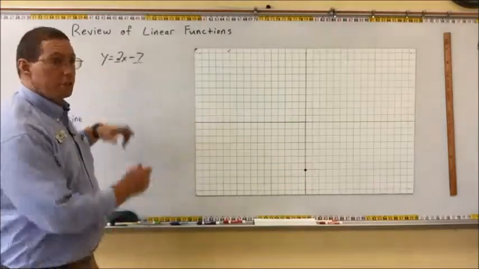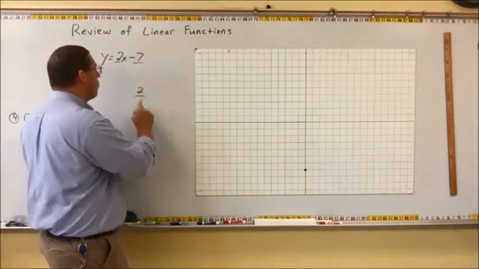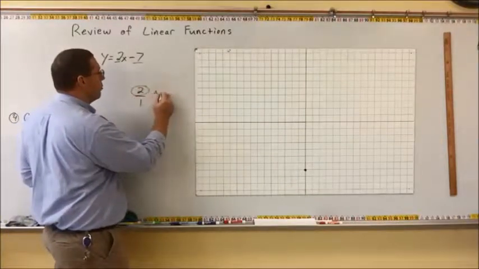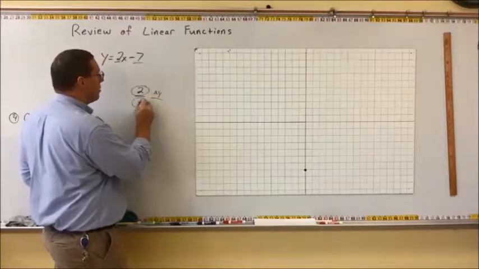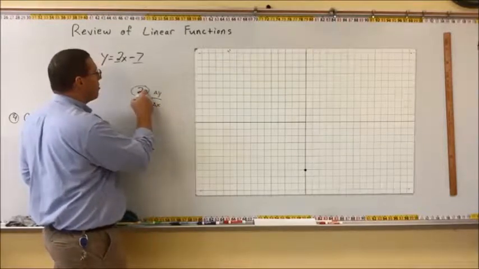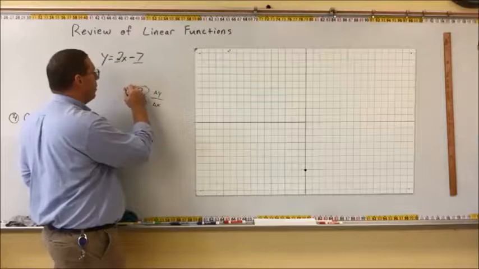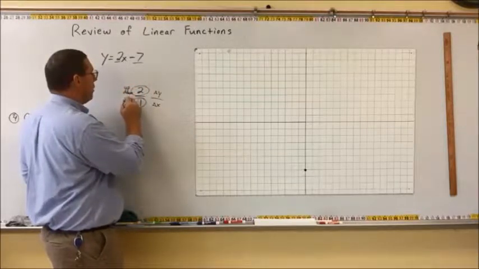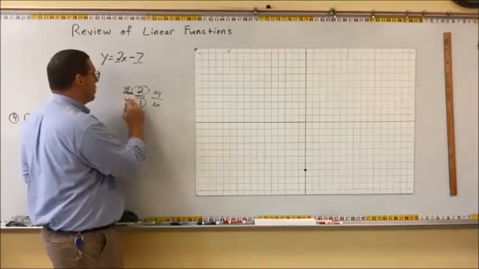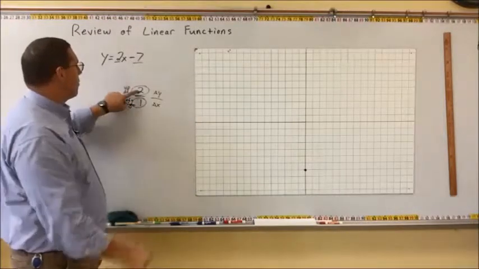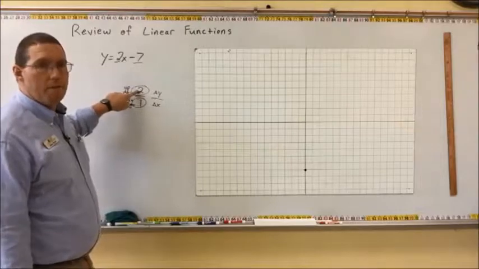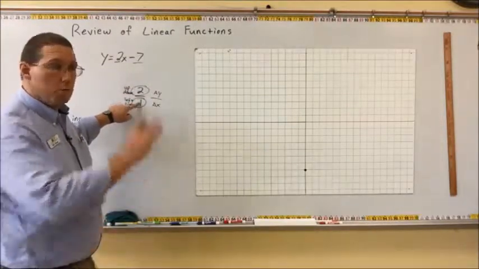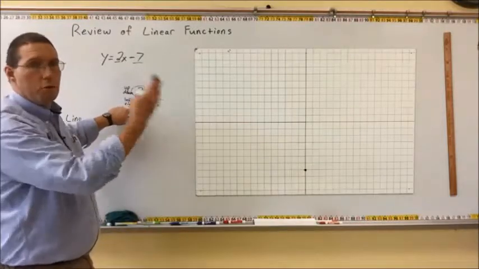2 is a fraction. 2 is the same thing as 2 over 1. Well, this is the y change, that's the delta y. And this 1 down here, that's the delta x. This is how far up or down, and this is how far left or right. And here's what I want to tell you: if this is a positive number, you go up. If it's a negative number, you go down. If this is a positive number, you go to the right. And if it's a negative number, you go to the left.